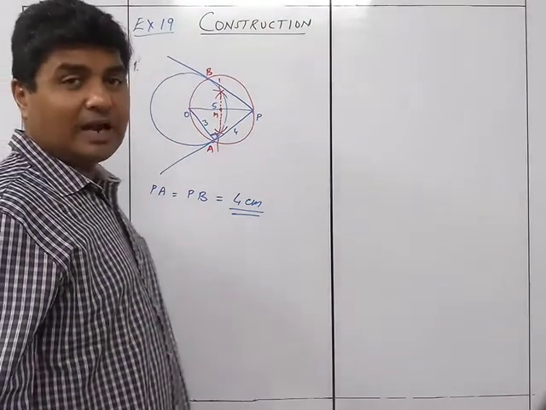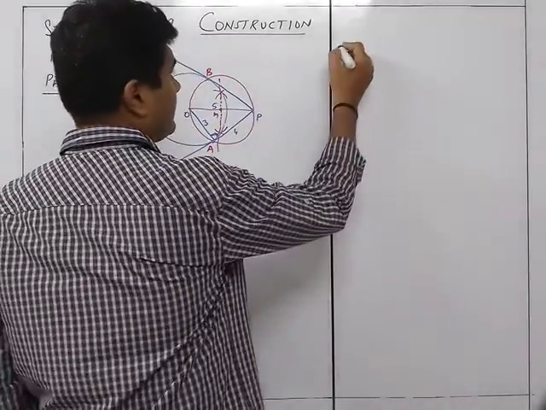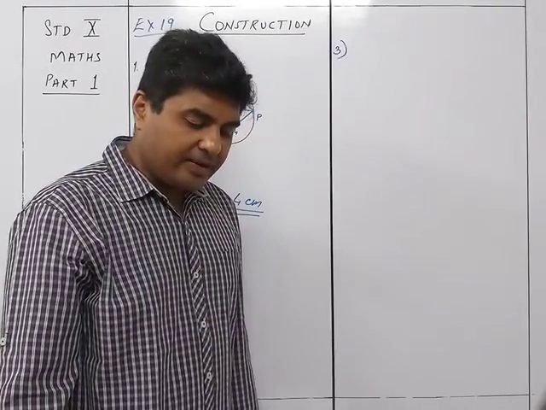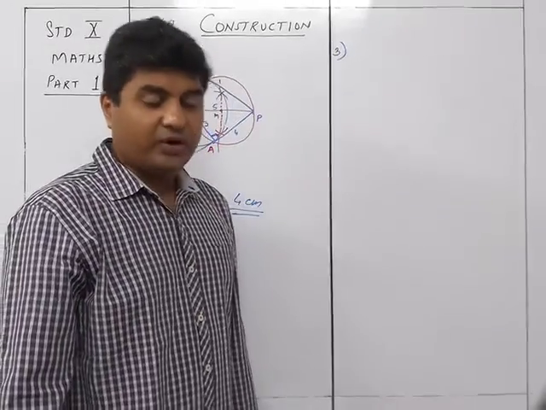Now we move on to sum number 3. Draw a circle of radius 5 centimeters. Draw two tangents to the circle so that the angle between the tangents is 45 degrees.